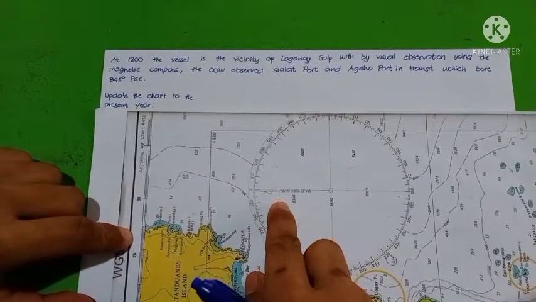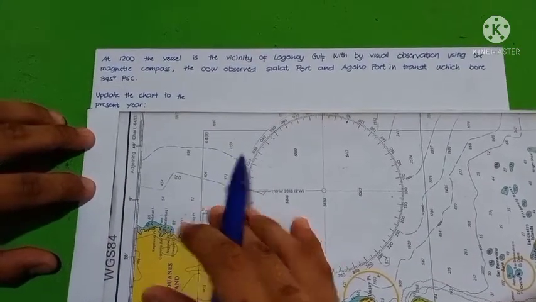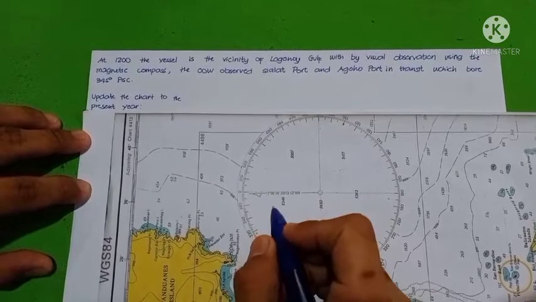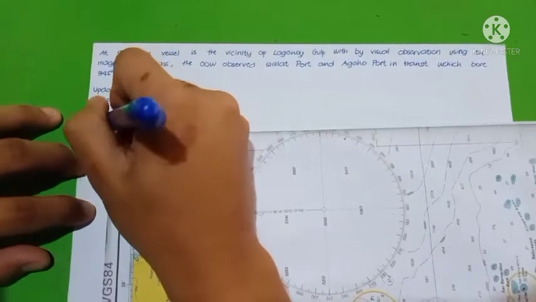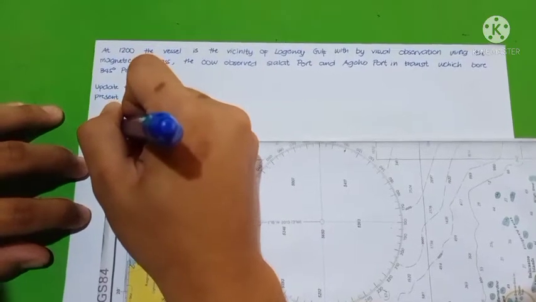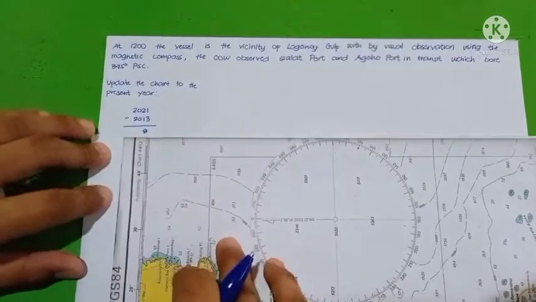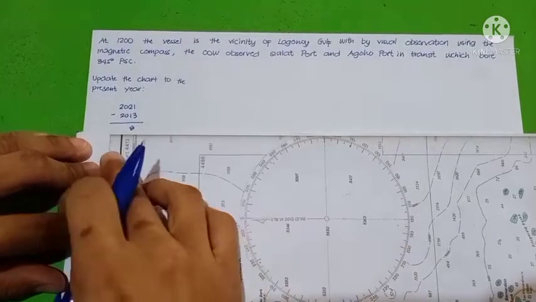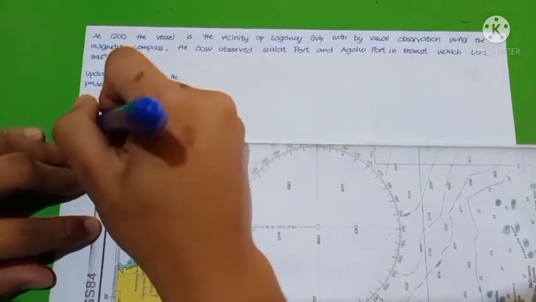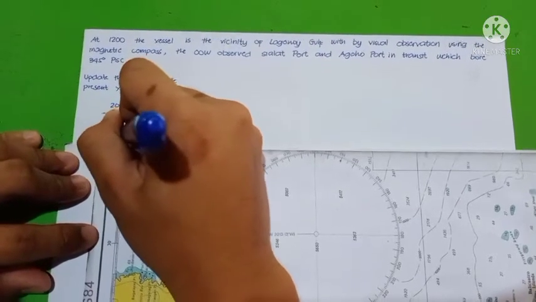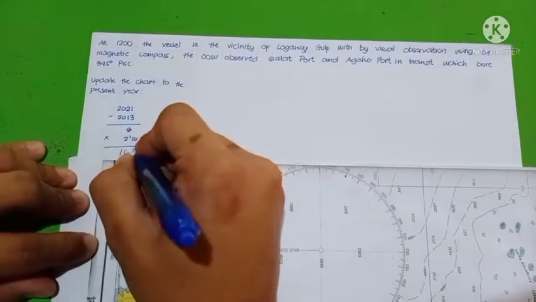So here in the chart, the year given is 2013. So we're going to subtract 2021 by 2013. 2021 minus 2013 will come up to 8 years. After this, we are going to multiply 8 by 2, which is the variation every year. So multiply it by 2 minutes west, and we will come up to the answer of 16 minutes west.